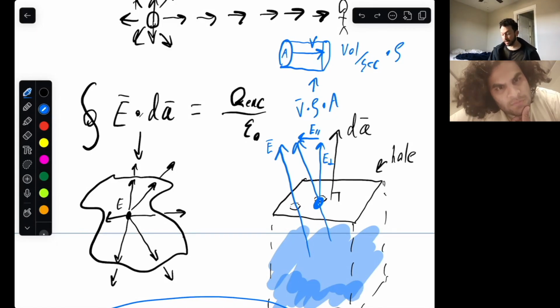Okay. So that's some stuff about Gauss's law. I'm going to give you one more interpretation. So now we're going to keep thinking about Gauss's law. You understand this side of the integral now. You understand this side of the integral.